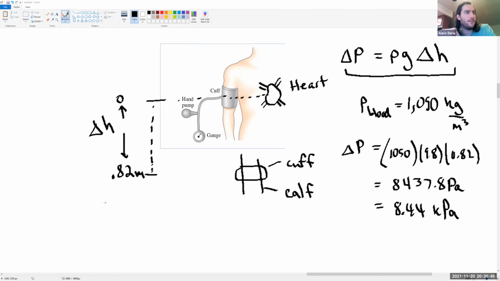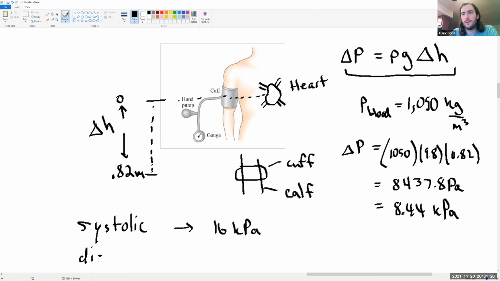So there's what's called, what is it called again? Systolic blood pressure, which is the highest blood pressure when your heart gives the strongest beat. And then there's the lower blood pressure when the heart has the weaker beat. And so there's systolic blood pressure, and this one is 16 kilopascals. And then there's a diastolic.